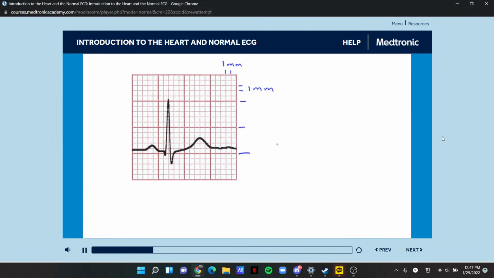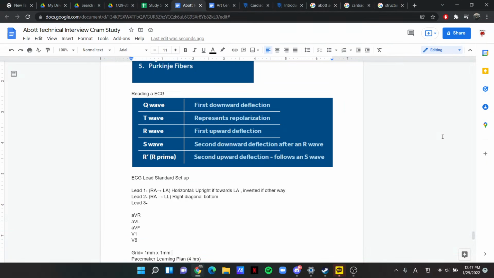The size of the electrocardiographic signal is known as the amplitude. It's based on a standard measurement of 10 millimeters, equaling 1 millivolt. Let's review what exactly is a millivolt. In the metric system, milli means 1,000th, so 1 millivolt is equal to 1,000th of a volt. So that's actually a pretty small number.